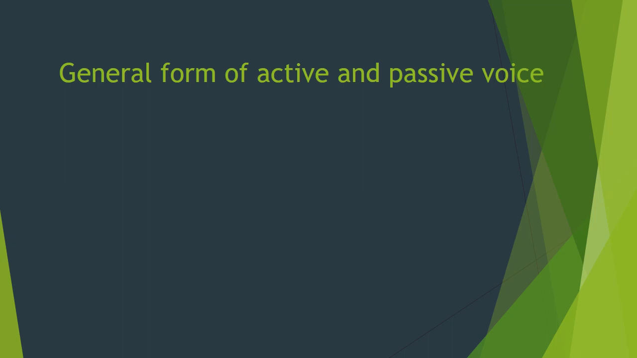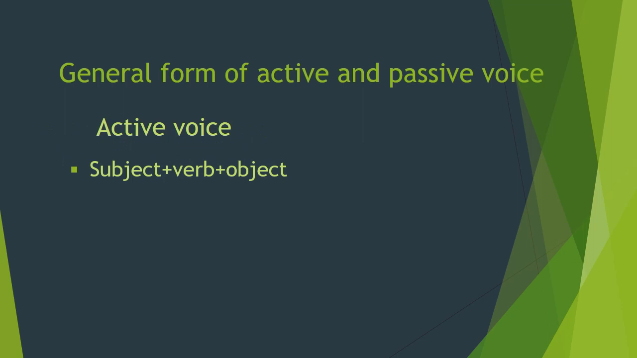Let us learn the general form of active and passive voice, or the general structure of active and passive voice. First, let us focus on active voice. The general structure of active voice is subject plus verb plus object. So in a sentence where it is active voice, first will be the subject, then the verb, then the object.